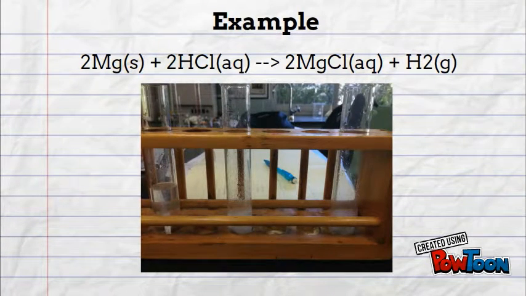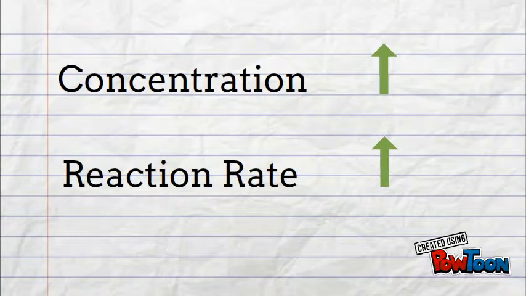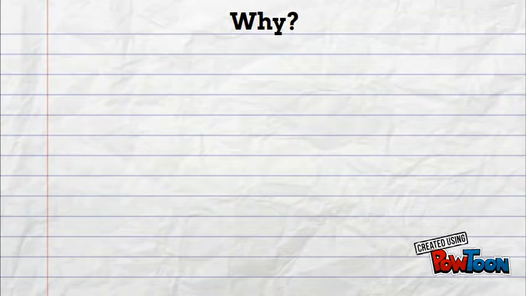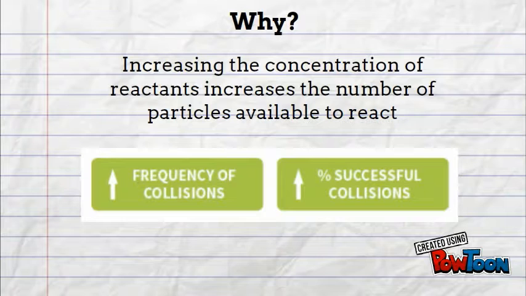As shown in the table, at the highest concentration of 2 moles, the time taken for magnesium to react was only 3 minutes and 13 seconds, whereas with the lowest concentration of 0.5 moles, the reaction time increased to 16 minutes and 20 seconds. This clearly shows that as concentration increases, so does the reaction rate. This again can be explained through collision theory, as increasing the concentration of reactants increases the number of particles available to react. This increases the frequency of collisions between particles and leaves a higher percentage of successful collisions to result in a faster reaction rate.